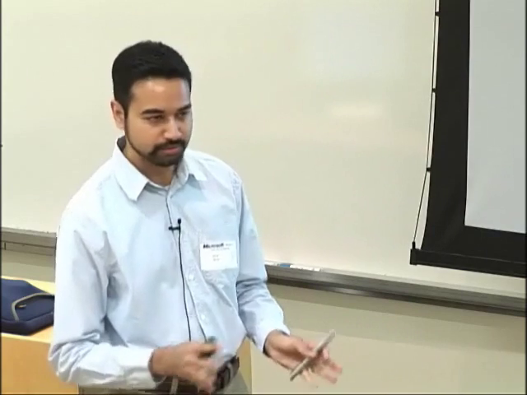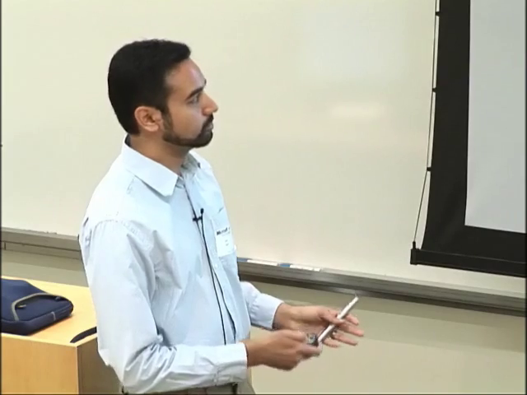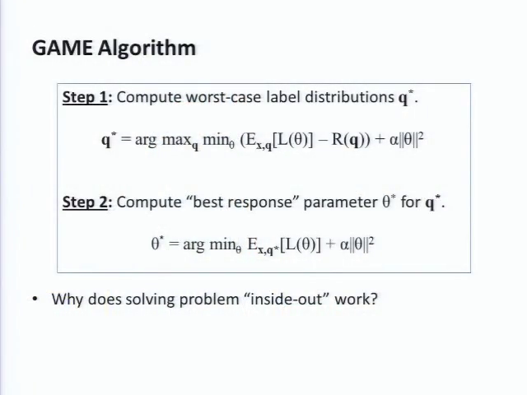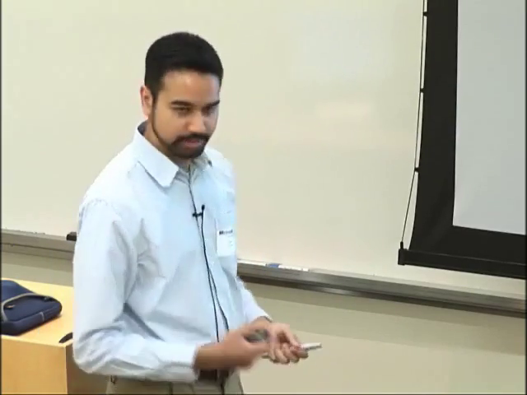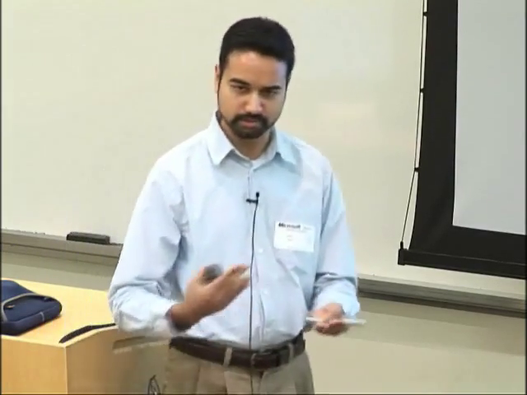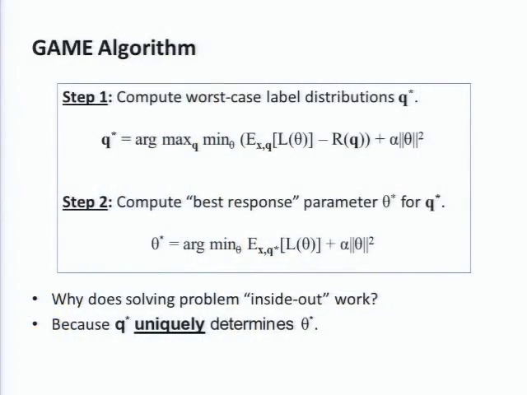There's a couple of questions. First of all, what is this buying us? Why is turning the problem inside out helping in any way? But an even more basic question is, why does this give us the right answer? In other words, why is the theta star here the same as the theta star for the original objective? Let me address that first. Is it clear what I mean by solving the problem inside out? The reason why this works is that Q star, that worst possible labeling of the data, in fact uniquely determines theta star, the parameter that we're interested in, as long as the loss is convex.